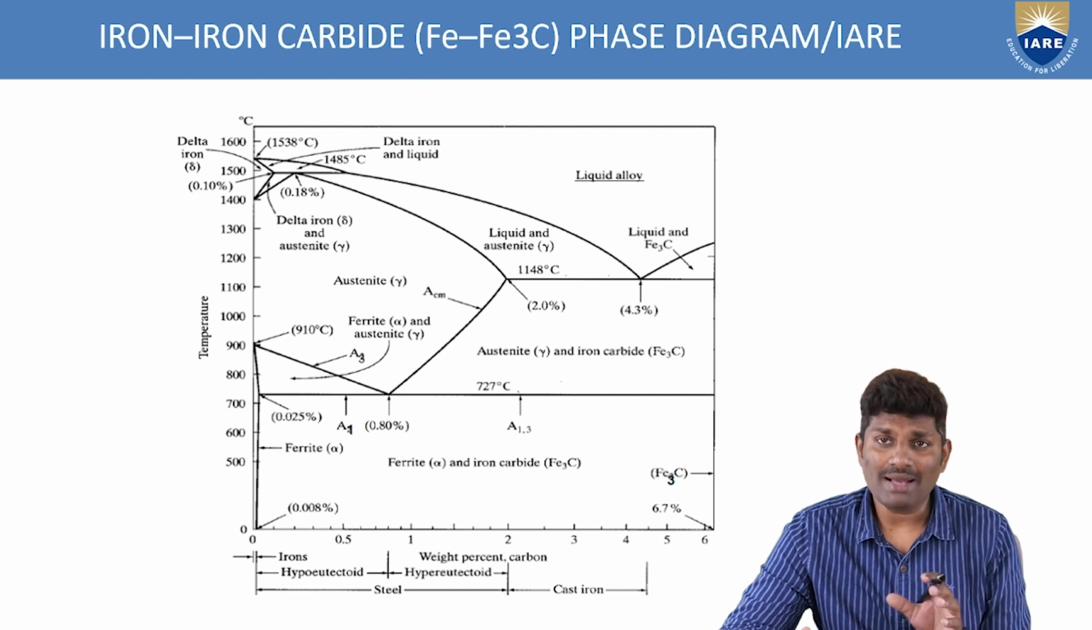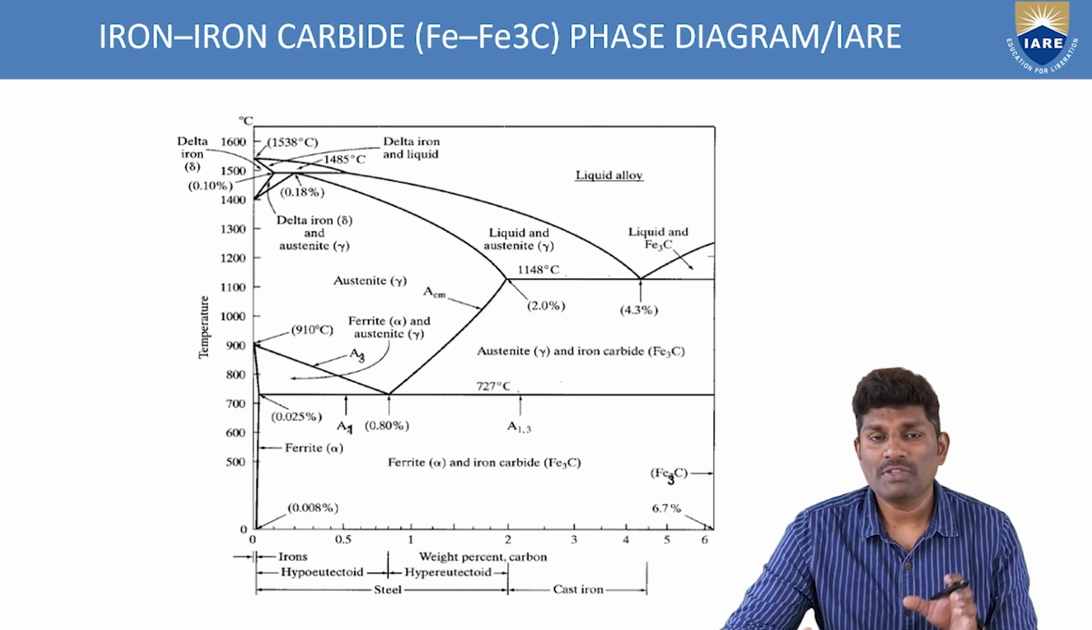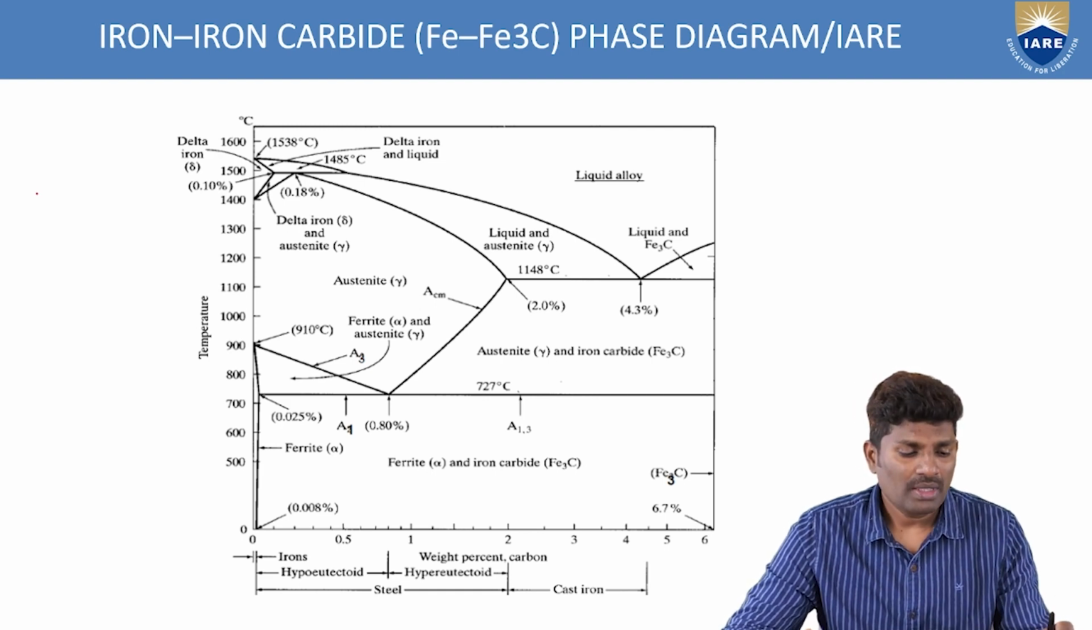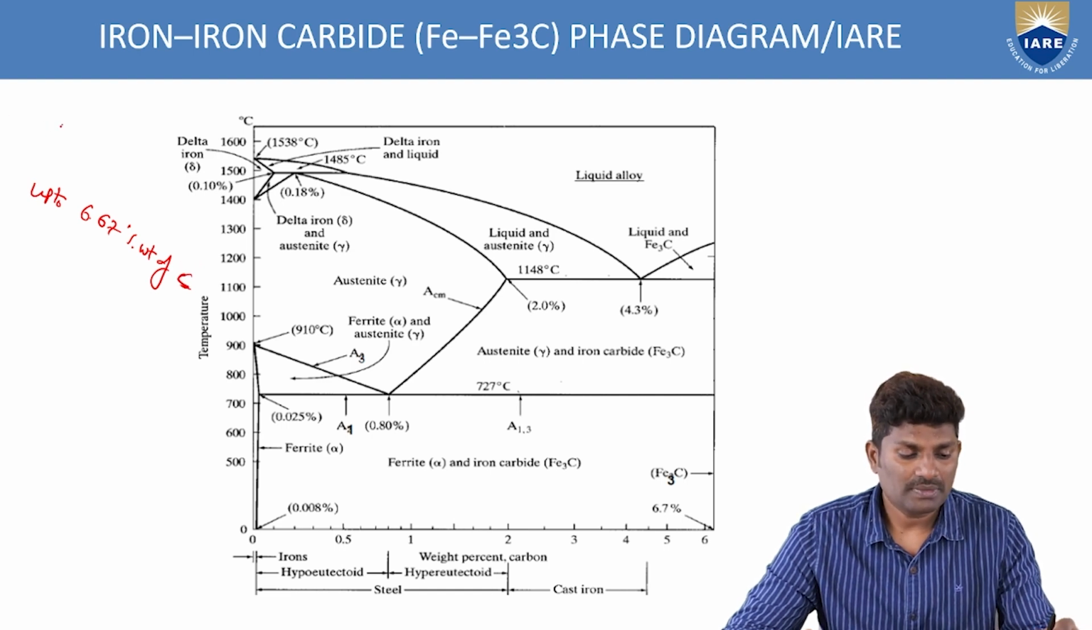Now you can clearly observe that we are considering this phase diagram in two parts. Up to what percentage are we considering? Up to 6.67 weight percentage of carbon. We are considering steel up to 6.67 weight percentage.